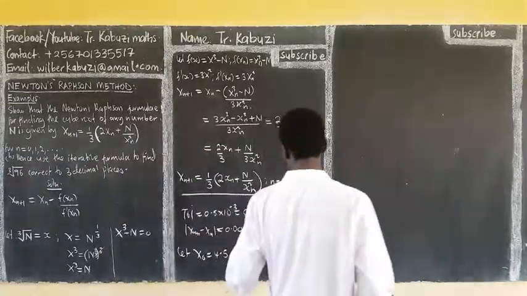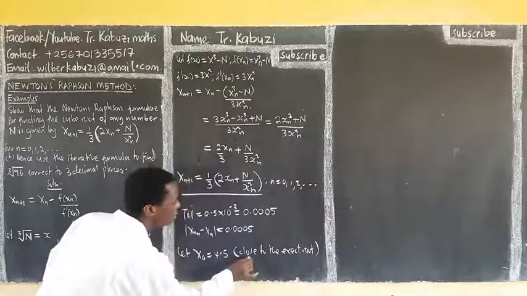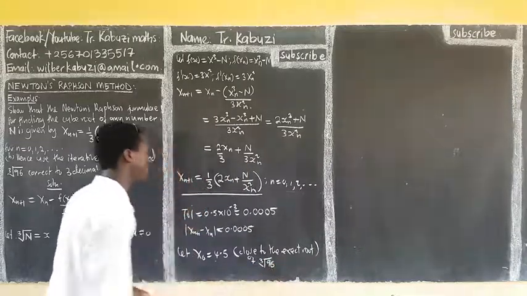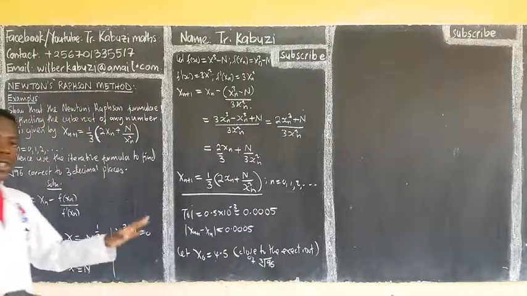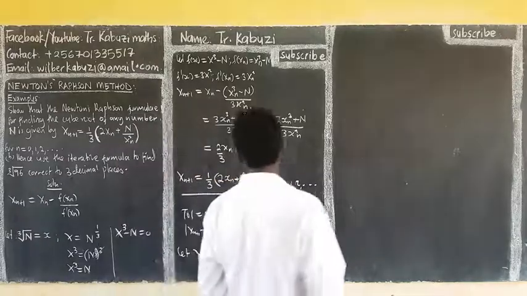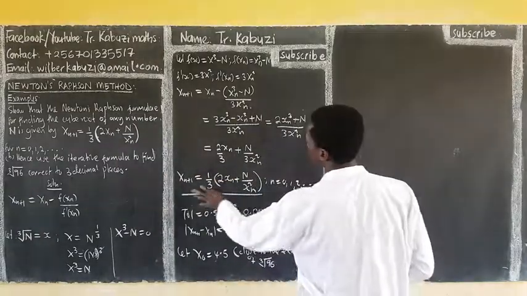Okay, the exact root of the cube root of 96. So that's why I'm choosing it. You don't choose the right one, but you choose the value close to it. So after choosing this, now I'm going to use this method.